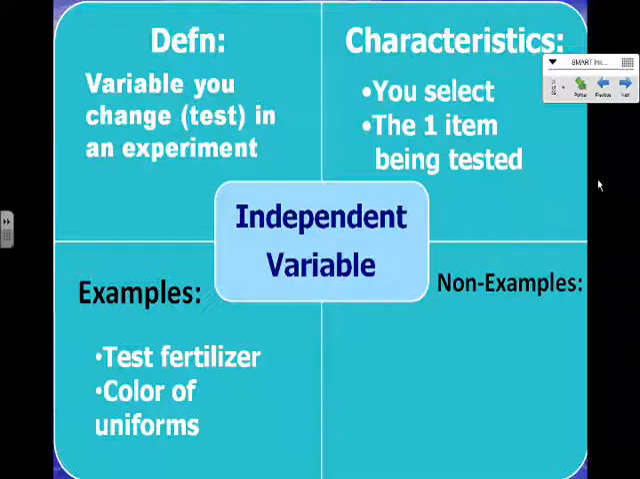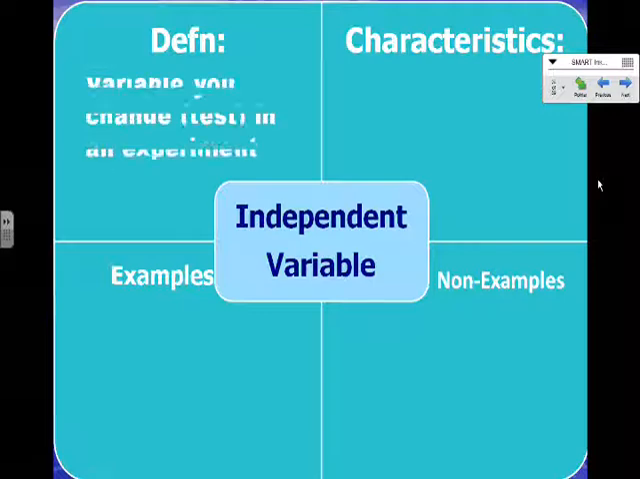I have on here color of uniforms. That's just another example. If the band needed new uniforms, and we wanted to figure out which color of uniforms would be the coolest for them to perform in, we could do a test on that, right? Have two different color uniforms, measure the temperature inside the uniforms, maybe halfway through the performance to see which ones got the hottest, and that way we could determine which one would be the cooler option for the band, and it would be color of uniforms. Color is what we would be changing in that experiment.